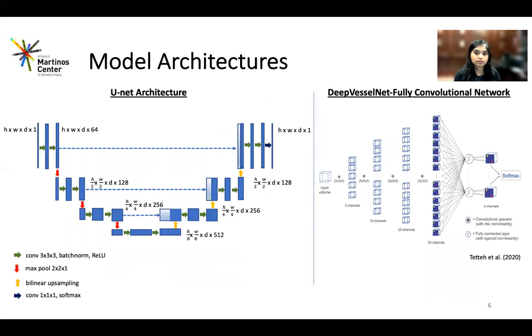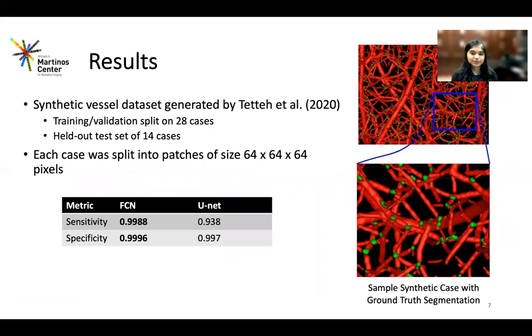We train models with 2 different architectures that have been shown to perform well on the vessel segmentation task. The first is the U-net on the left, and the second is the deep vessel net, which is a more traditional convolutional architecture, as shown on the right. I trained these 2 models on a synthetic vessel dataset with 28 cases for training and 14 cases for testing. Each case was split into smaller 3D patches, and these patches were then classified.